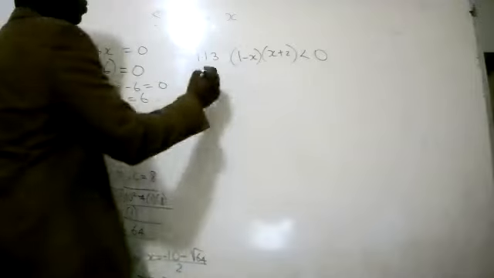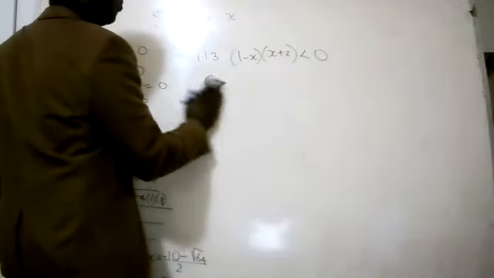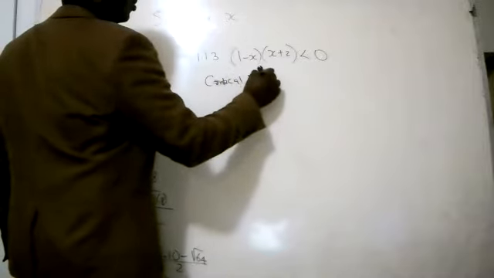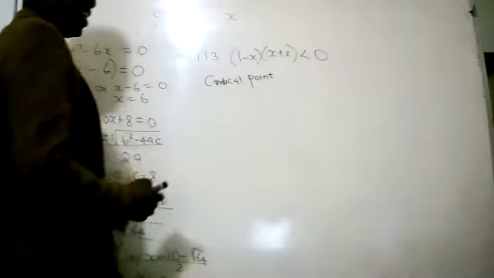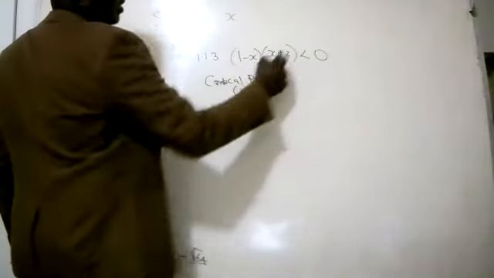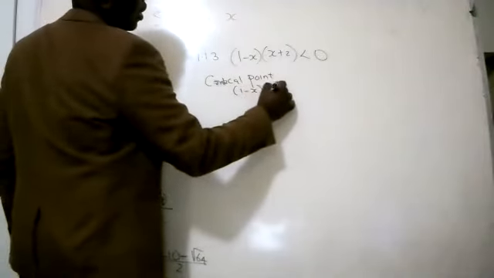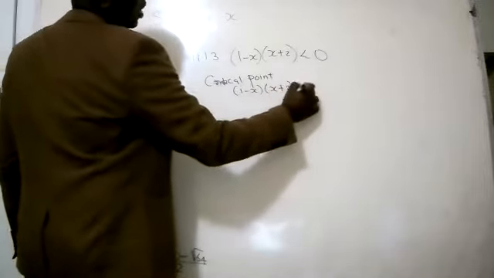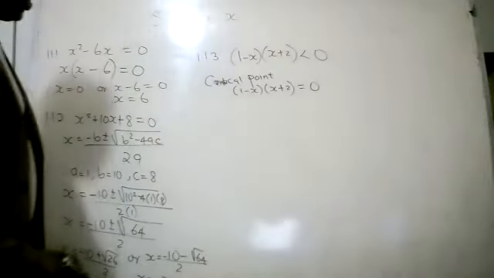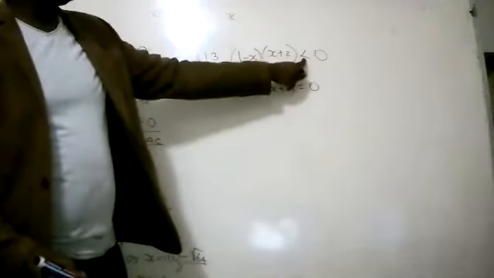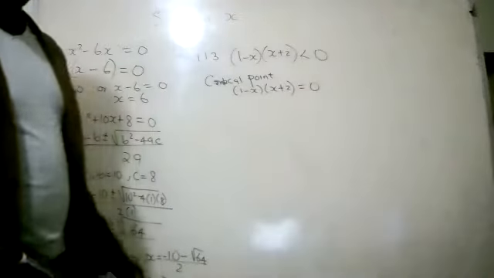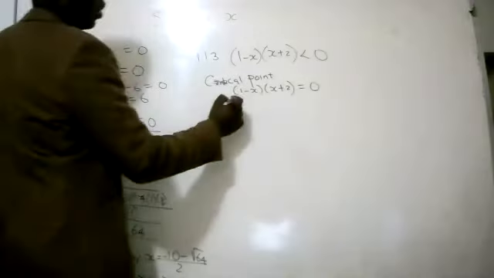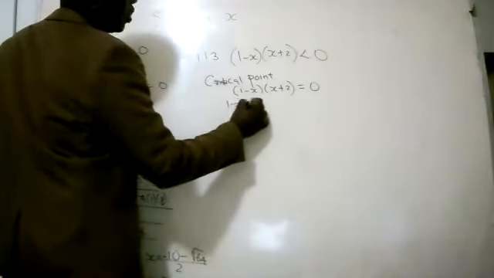So let's start with the table method, where we are required to find what is called the critical points first. The critical points we get when we let the inequality be 0. So we are having an inequality of less than in this case, and we let that be equal to 0. In other words, we just remove the inequality and we have a 0. That's the first thing in order for us to obtain the critical points.